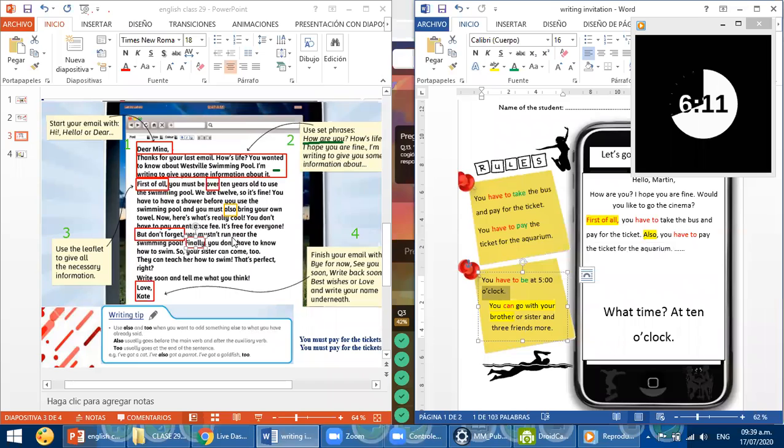Daniel, please, can you read all your composition, please? Okay, teacher. Let's go to the cinema. Rules. You have to buy your own popcorn. You have to be at 6 p.m. You can go with your brother or with your parents. You have to pay your ticket.